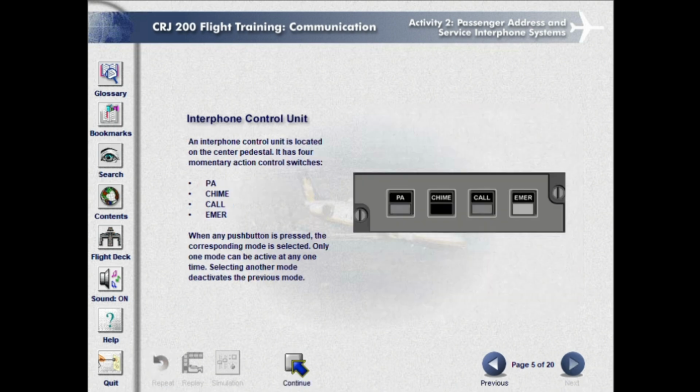Interphone control unit. An interphone control unit is located on the center pedestal. It has 4 momentary action control switches: PA, chime, call, emergency. When any push button is pressed, the corresponding mode is selected. Only one mode can be active at any one time. Selecting another mode deactivates the previous mode.